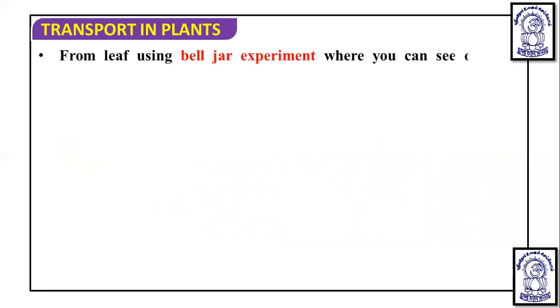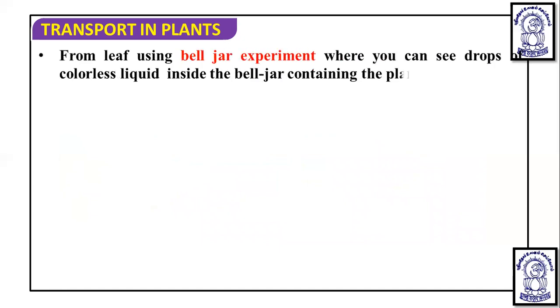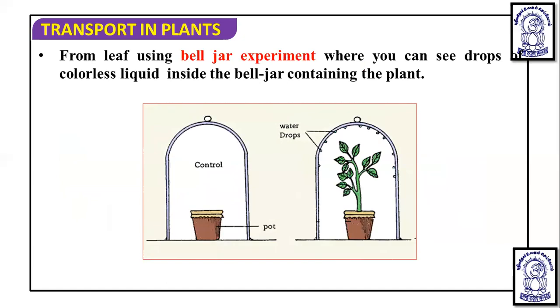Using the bell jar experiment also, we can understand this, where you can see drops of colorless liquid inside the bell jar containing the plant. You can see this is the control plant, a potted plant, and here is the control pot. Now we have kept a plant and covered it with the bell jar. You will see water drops on the surface of the bell jar. So this also indicates that water is being lost from the plant surface.